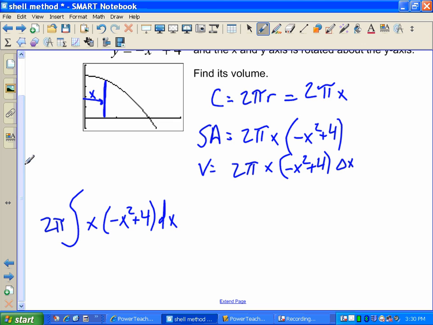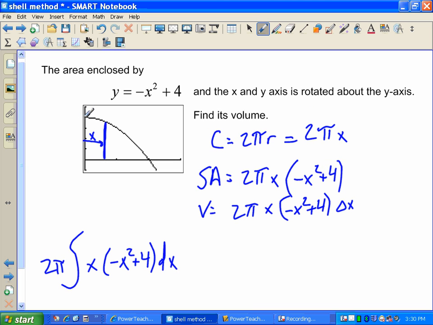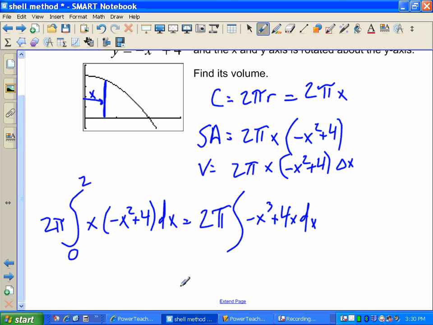Where are we integrating to? Well, from 0 until negative x squared plus 4 is equal to 0, which is when x is equal to 2. So we're just going to integrate from 0 to 2. 2 pi, let's make this a little nicer to deal with: negative x cubed plus 4x dx. We can integrate this easily enough. 2 pi times negative x to the 4th over 4 plus 4x squared over 2, and evaluate it at 2 and 0.